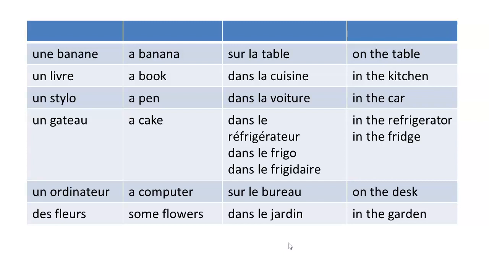Okay, so let's just make up some sentences here with il y a. There's a banana in the car. Il y a une banane dans la voiture. Ou il y a une banane dans la cuisine, il y a une banane dans le réfrigérateur, il y a un livre sur la table, il y a un livre sur le bureau, il y a un stylo sur la table, il y a un stylo dans la voiture, il y a un ordinateur sur le bureau, il y a un ordinateur sur la table, il y a des fleurs dans le jardin.